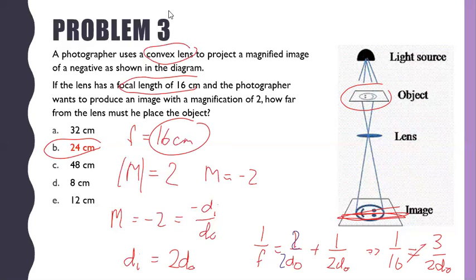Right, you can multiply the 16 here and multiply the 2 do there. And then I have 2 do equal to 48. So do is equal to 24.